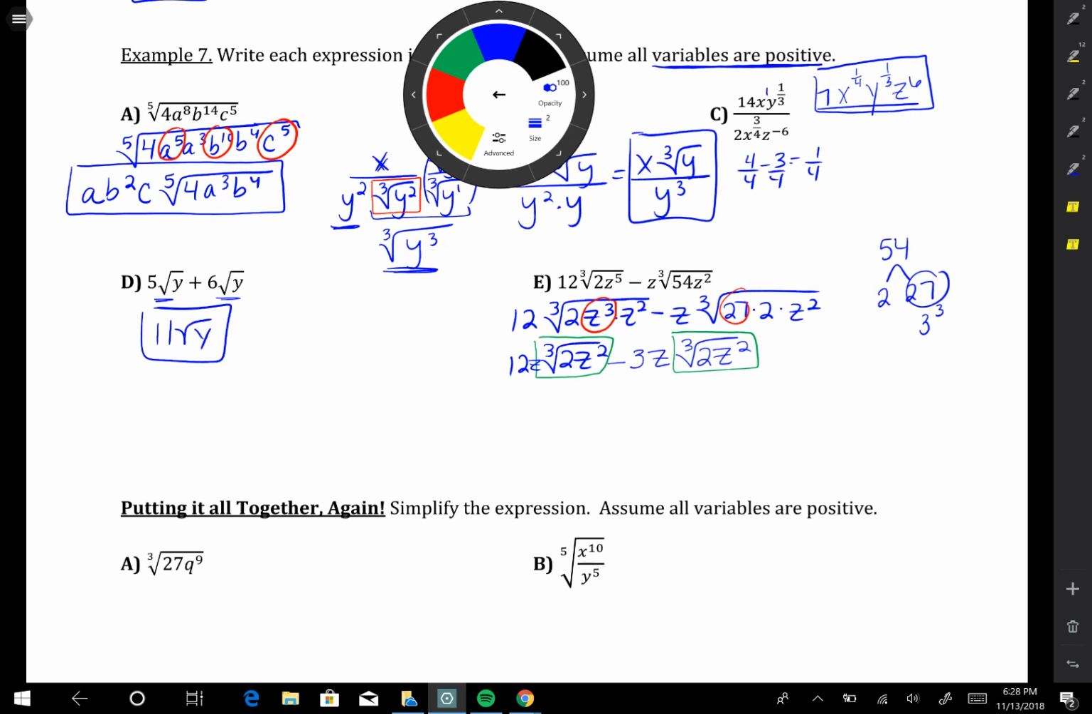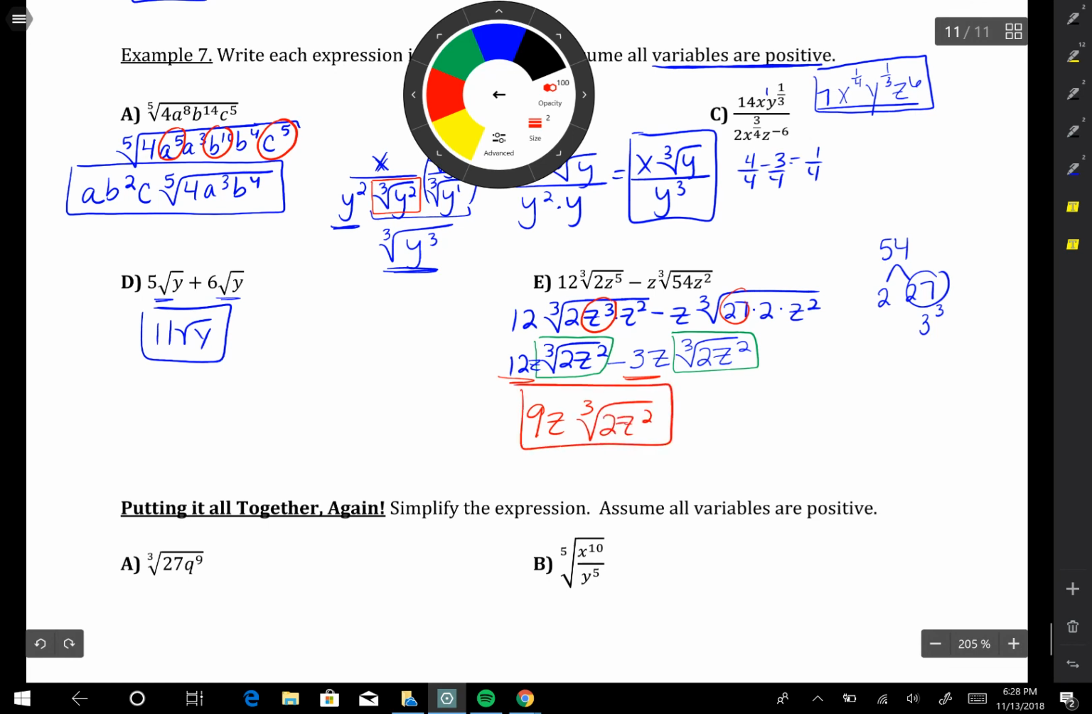So those are, again, like terms like we had in D. So I just need to take this 12z and subtract that 3z, which gives me 9z, and that'd be times the cube root of 2z squared. And that is our answer there.